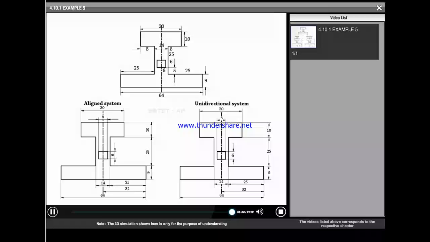You observe this is the given question, and aligned system is this side and unidirectional system is that side. You observe the differentiation between aligned and unidirectional system.